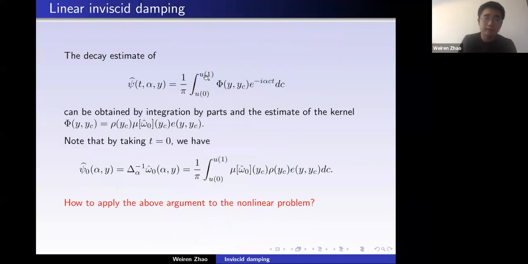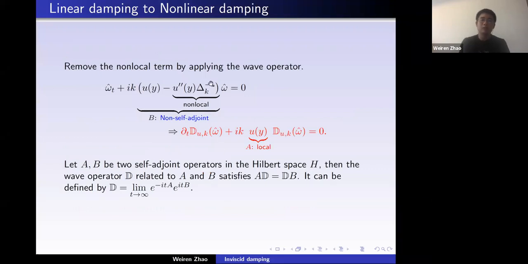Anyway, to obtain the decay rate, you just integrate by parts and study the regularity of this term. So this is for the linear inviscid damping. So how do we apply the above argument to the nonlinear problem? That's the issue. For the nonlinear problem, this is a problematic term. It's a non-local term.